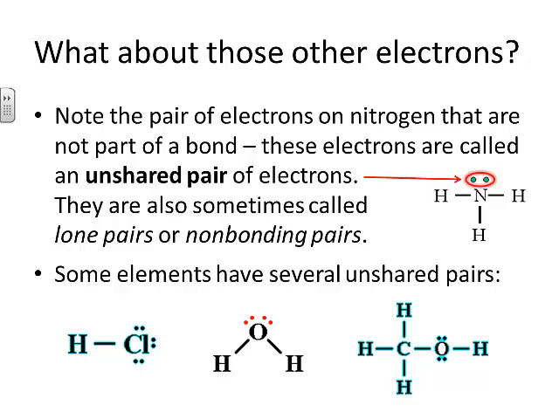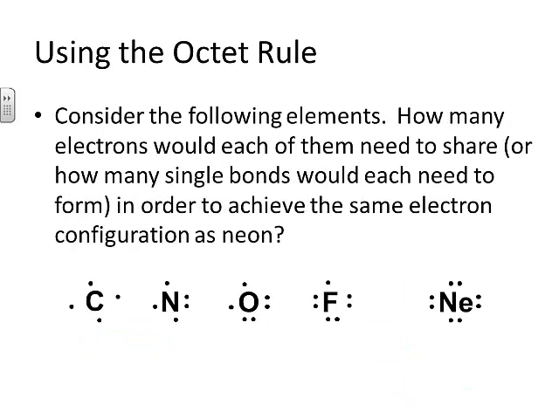Some elements have several unshared pairs. The halogens, for example, always have 3 unshared pairs. Oxygen usually has 2, as you can see in both of these molecules. Let's consider the following elements. How many electrons would each of them need to share, or how many single bonds would each need to form in order to achieve the same electron configuration as neon? As we can see in this diagram, carbon has 4 single electrons, so it can bond 4 times. Nitrogen only has 3 electrons available for bonding, so it can bond 3 times. Oxygen can bond twice, fluorine can bond once.